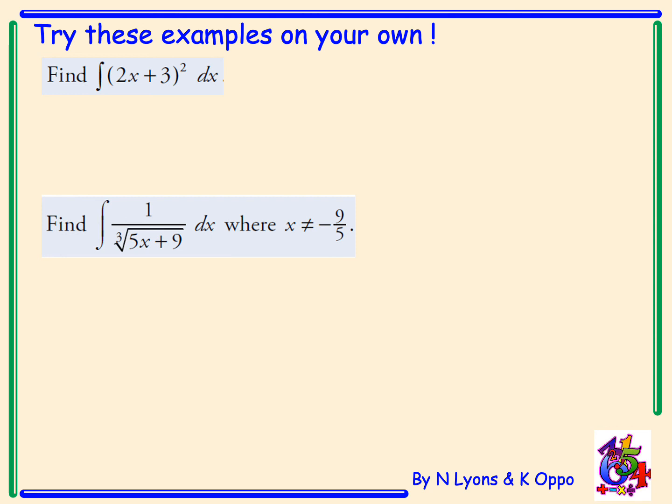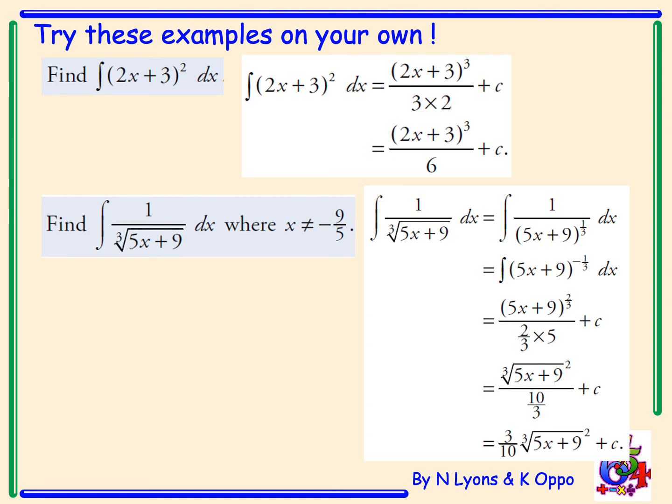And the answers are, for that first question there, 2x plus 3 to the power of 3 all over 6 plus c. And the second question, final answer would be 3 over 10 cubed root of 5x plus 9 squared plus c.